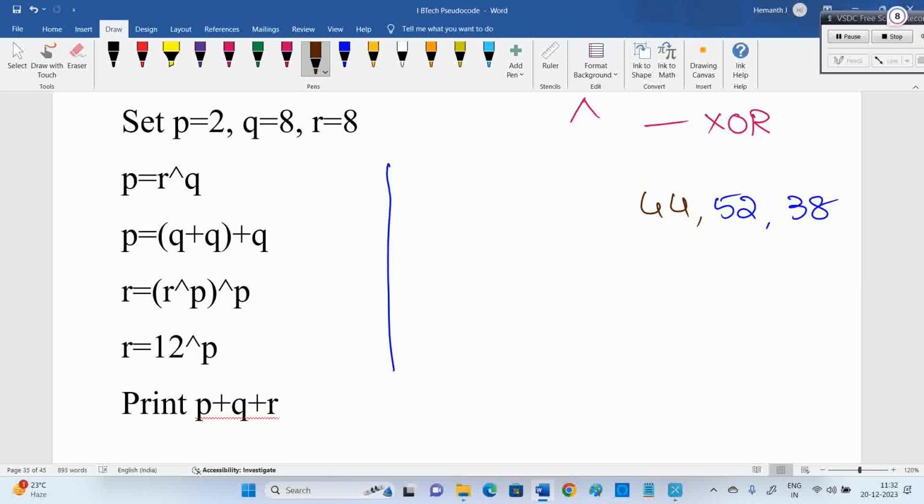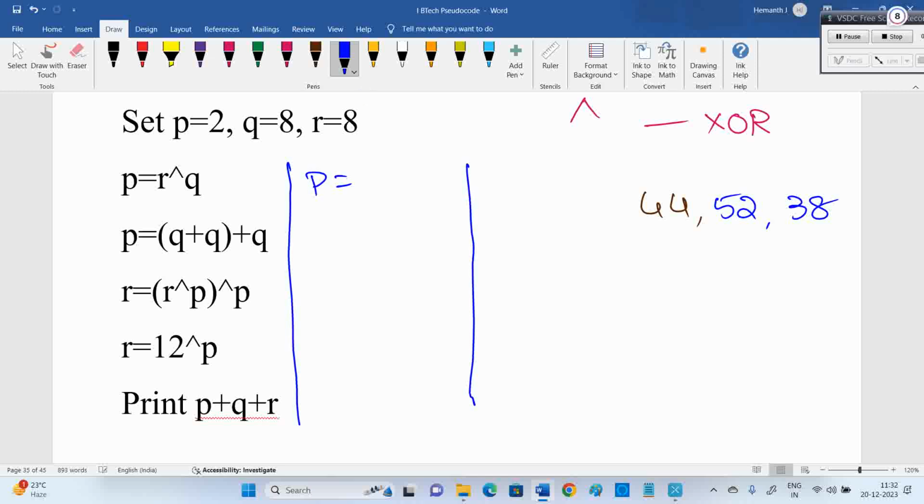No. See, now let's see two ways to solve this question. One is as you people solve, and again I'll give the trick. First one and second one, both I'll explain here. First thing: P equal to R XOR Q. 8 XOR 8 is 0. Time saved there. P equal to Q plus Q plus Q means 3Q, which is nothing but 24.